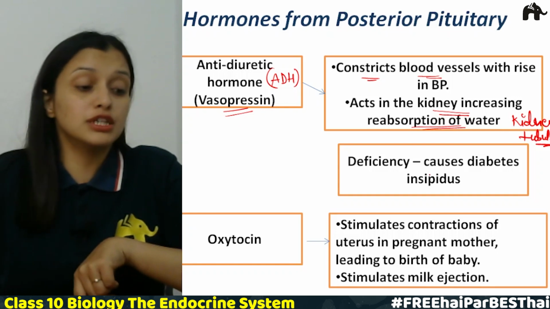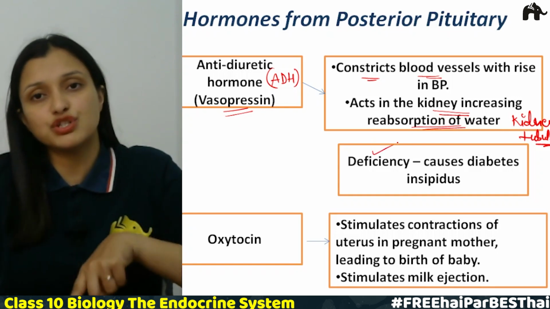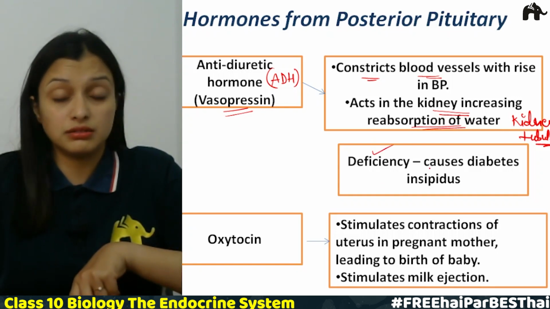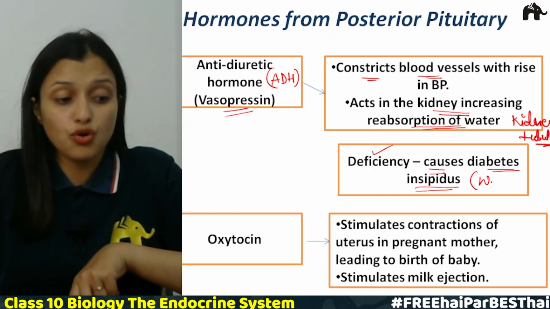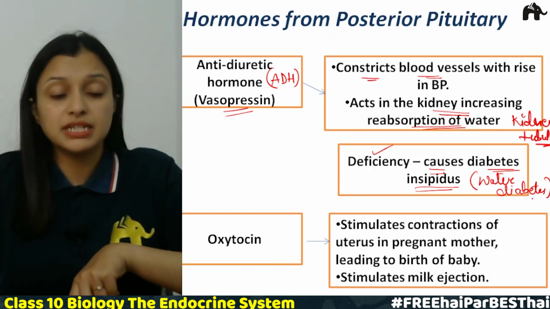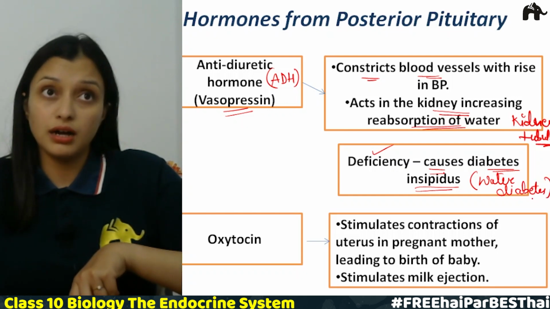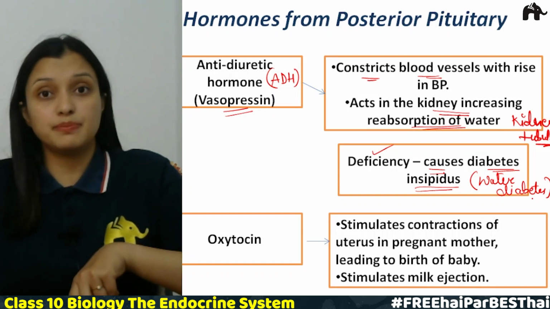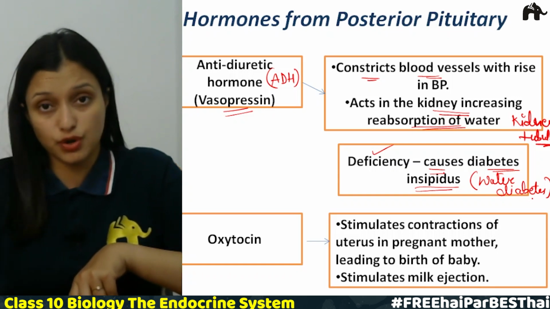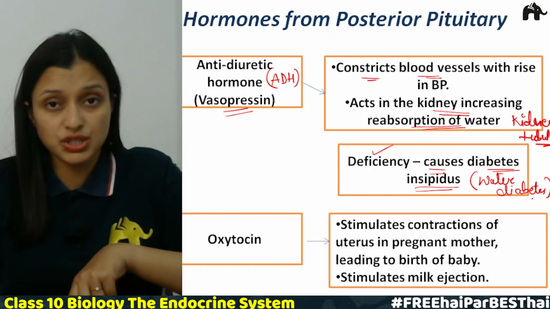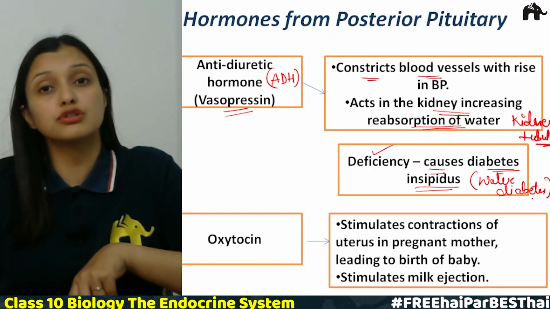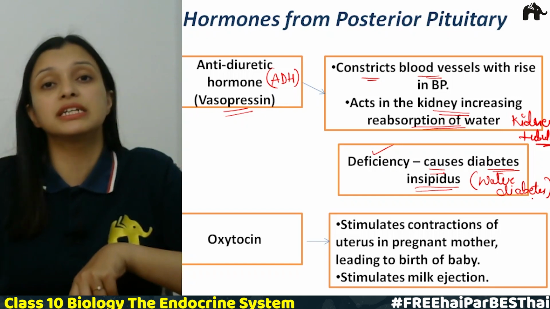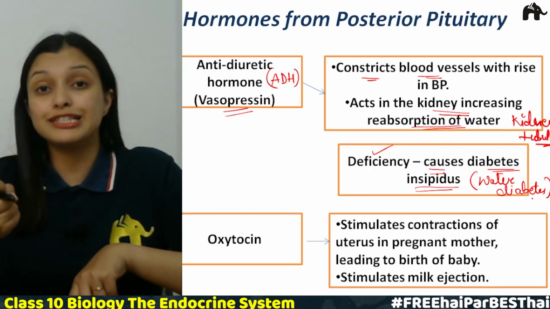Now what if our body is deficient of this hormone? This leads to diabetes insipidus. This is also called water diabetes, right? Water diabetes is the case where a lot of water is lost from the body. Frequent urination is seen in that person, and since a lot of water is lost and less water is reabsorbed by the kidney tubules, that person feels thirsty.